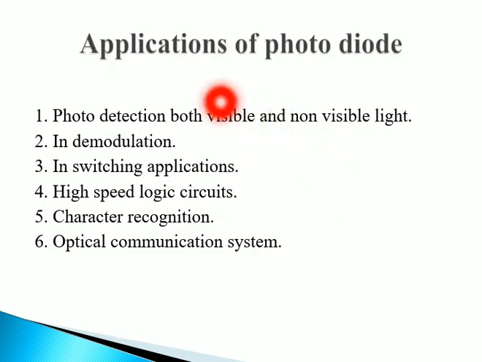Next are the applications of the photodiode. They are used for photo detection for both visible and non-visible light. It is used in demodulation, in switching applications, high-speed logic circuits, in character recognition, and optical communication systems.